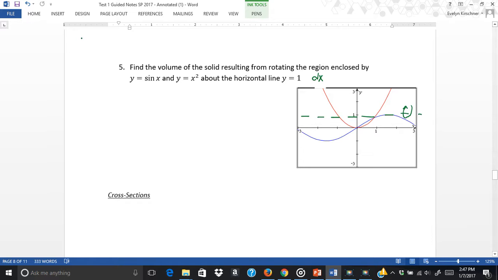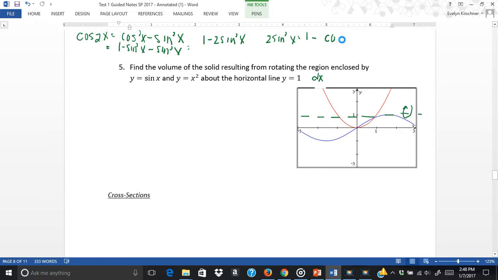identity, and I know that cosine of 2x is cosine squared x minus sine squared x. And this is like 1 minus sine squared x, so cosine squared x is 1 minus sine squared x. So this equals 1 minus 2 sine squared x. And I'm going to solve for sine squared x, so I know that 2 sine squared x equals 1 minus cosine 2x, and so I know that sine squared x is 1 minus cosine 2x over 2. And I'm going to be using that shortly.